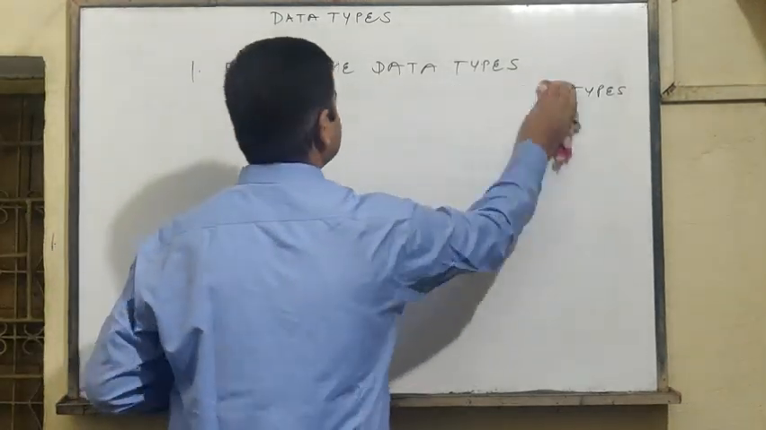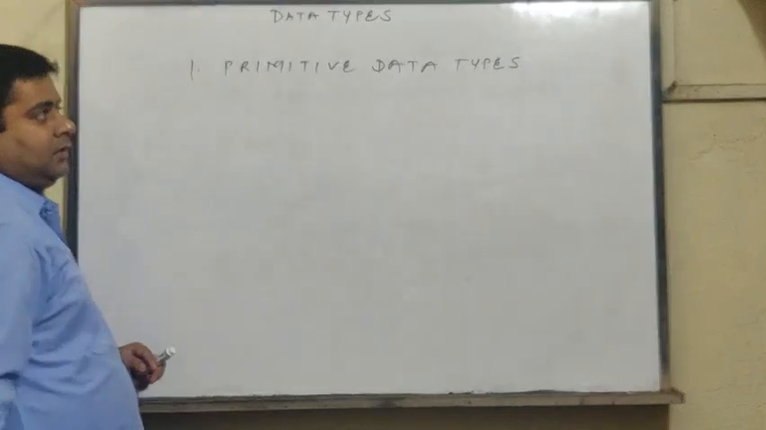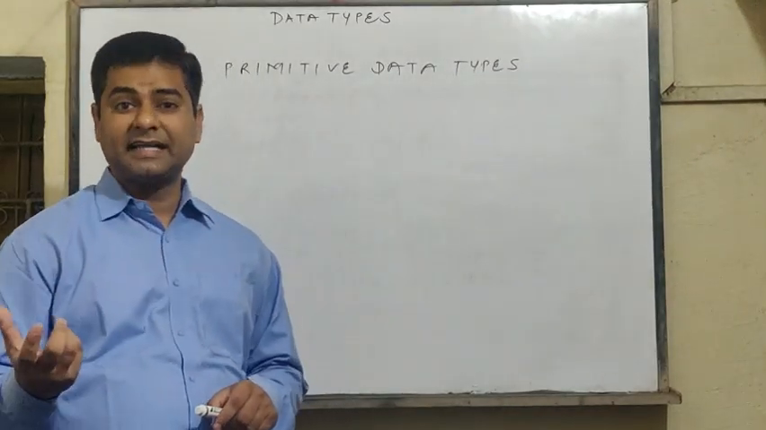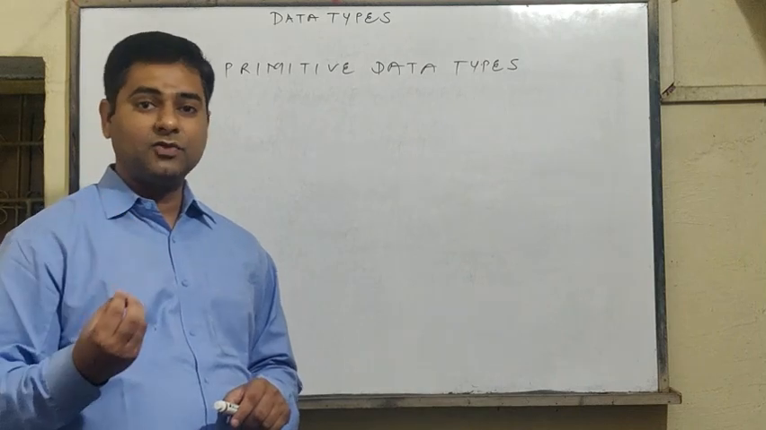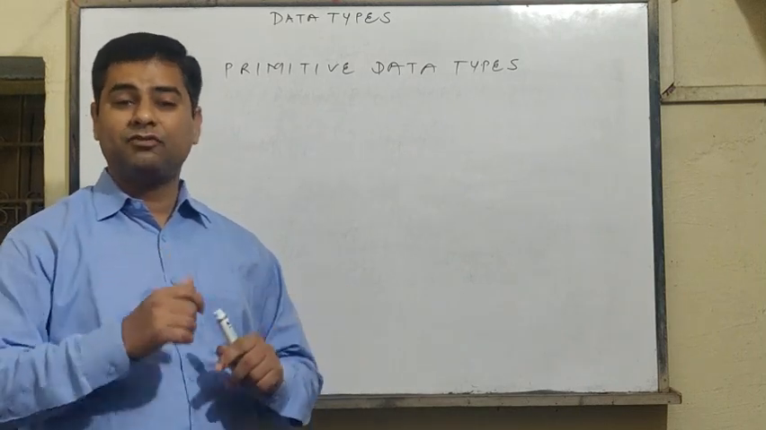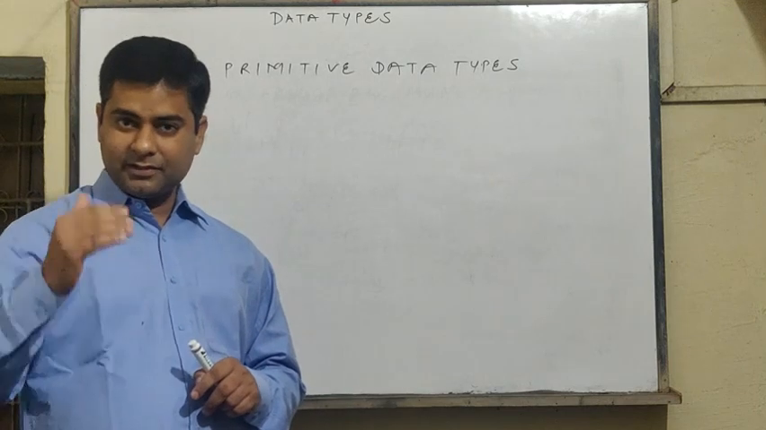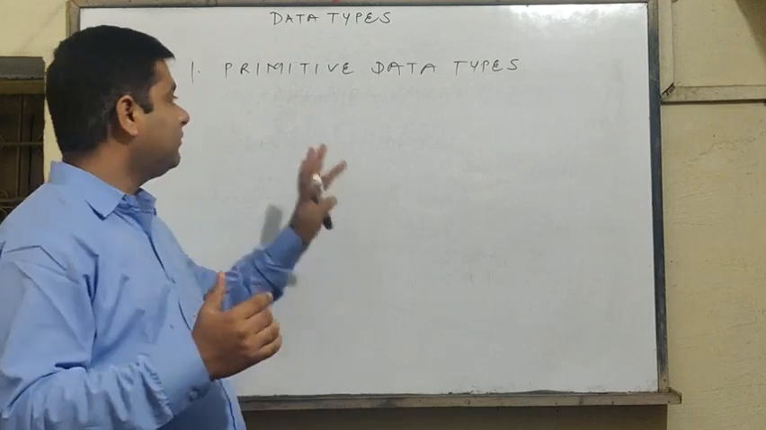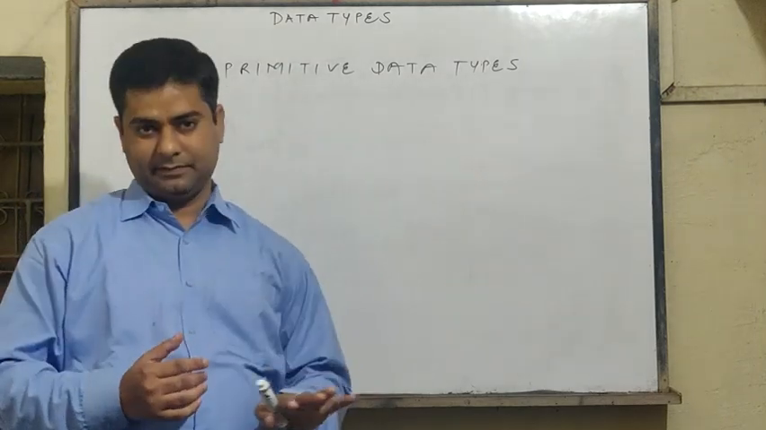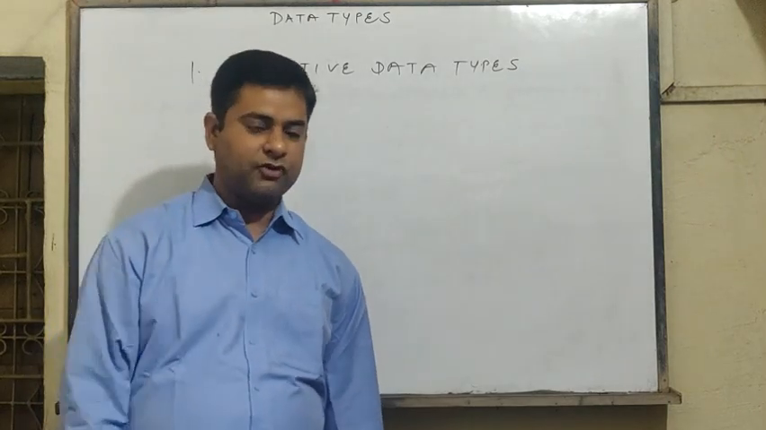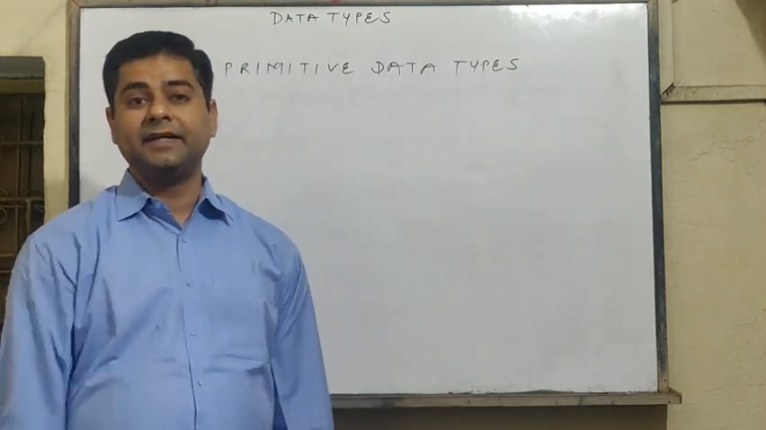Primitive data types are used in Java to store the values of different types, like numerical values, character values, more than one characters, mixed type of values. So on the basis of the categories of this information, we have different data types. So first category that I am going to define here is integer category.